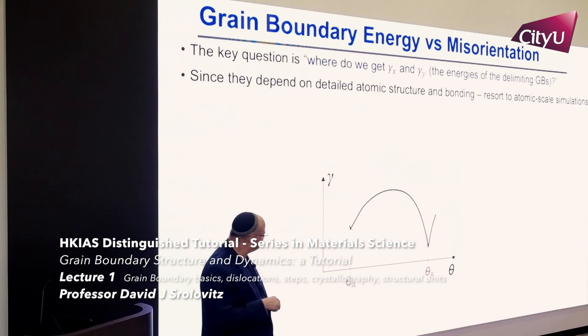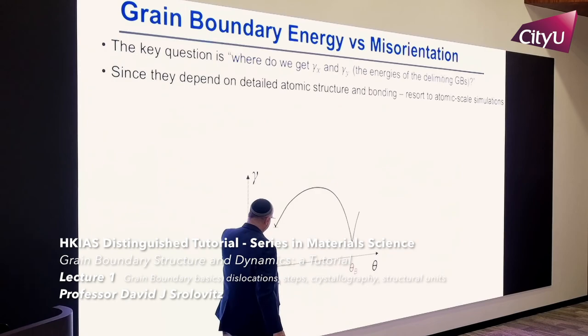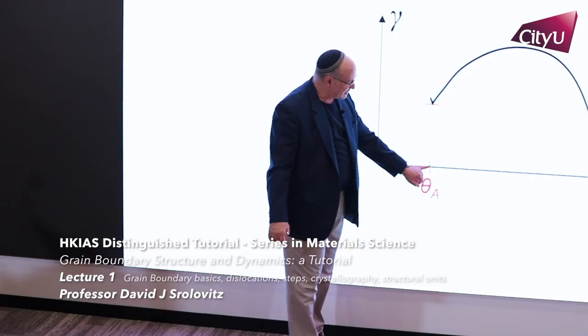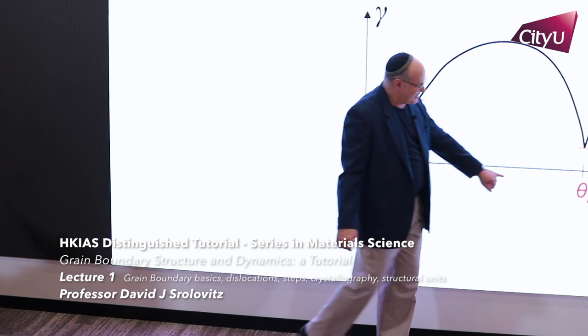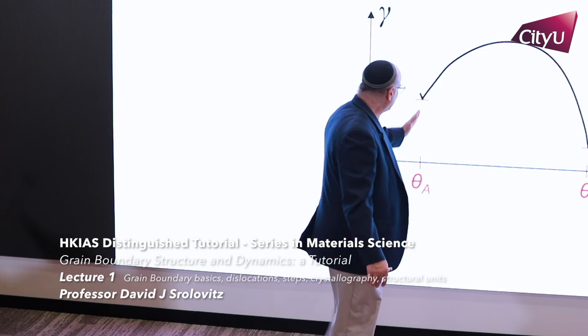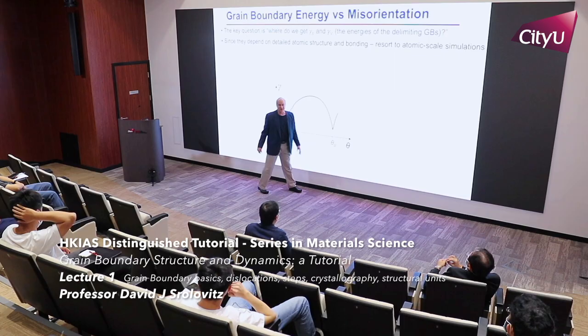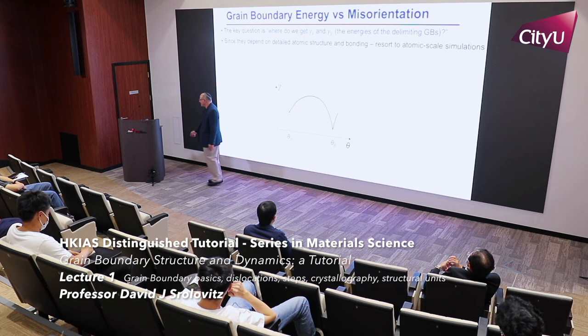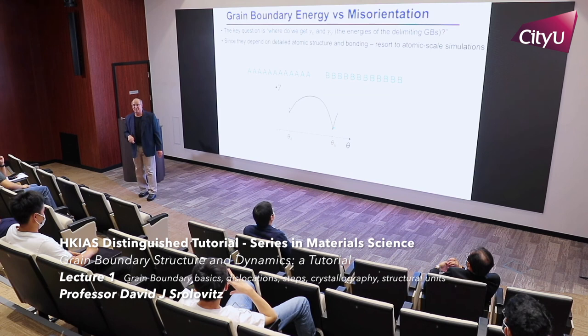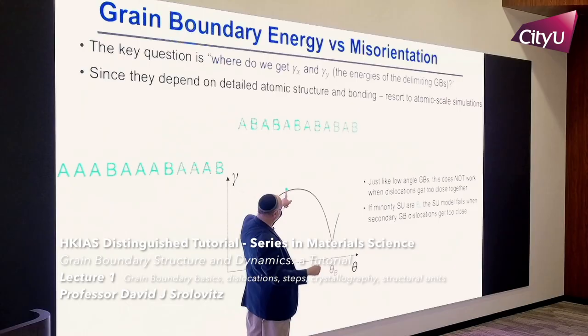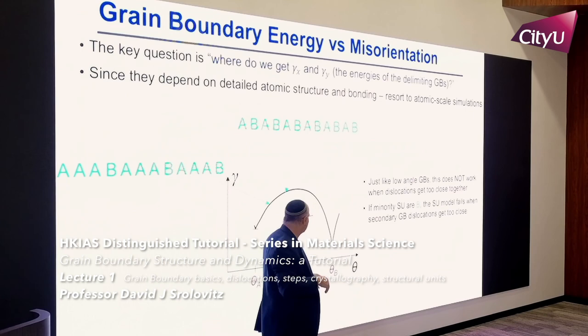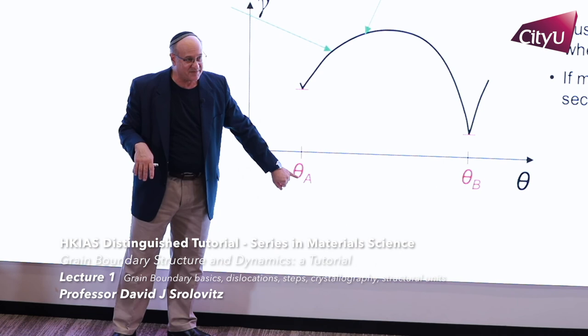If I look at a grain boundary here of a certain delimiting orientation theta A, there's another delimiting orientation theta B. That just means they're all A units here, all B units here. These are the delimiting boundaries. And so that looks like this. Okay? Now, if I go in between, I have combinations. So this is A, B, A, B, A, B. And this one is more A's than B because I'm closer to this angle.